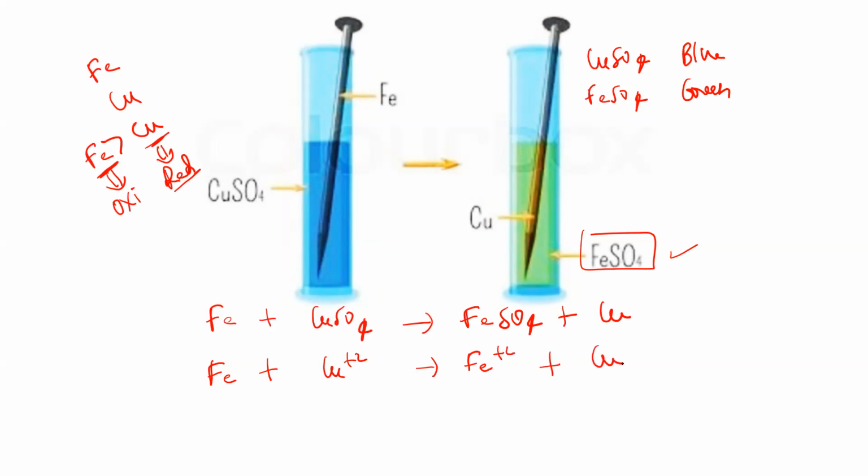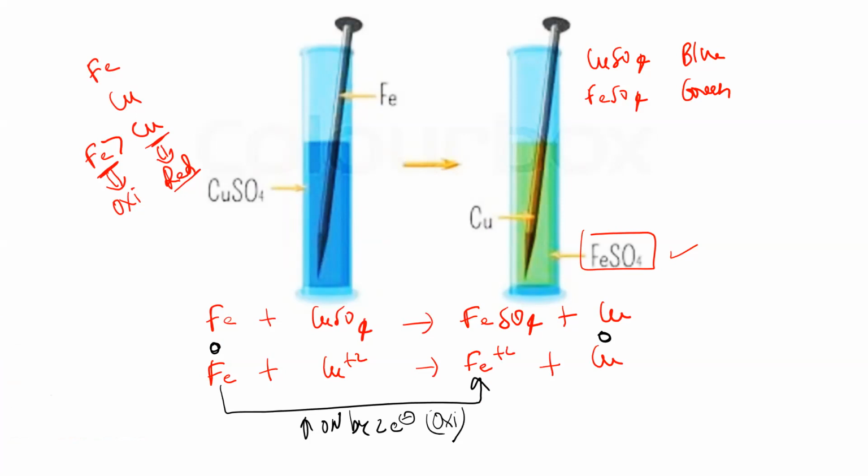Right, now how to identify the substance getting oxidized and reduced? Again, it's very simple. If you look at iron, the oxidation number is 0, and copper's oxidation number is 0 here on the product side. So you see here iron is getting oxidized because of the increase in the oxidation number by 2. So this is the case of oxidation.